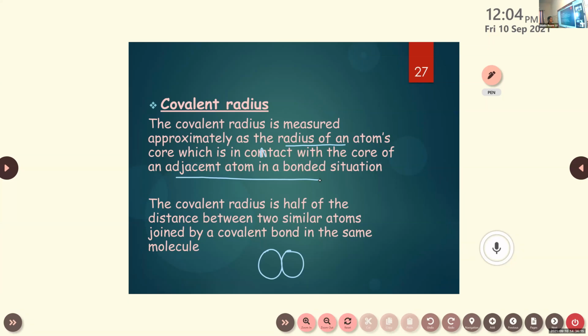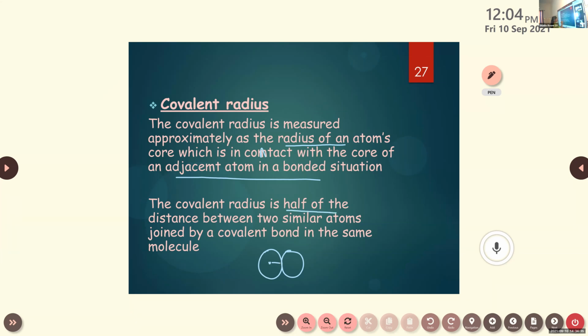So the core will remain there. Core contains nucleus and inner shells. So the covalent radius is measured approximately as the radius of an atom's core, which is in contact with the core of an adjacent atom in a bonded situation. Or otherwise, we can define this covalent radius.